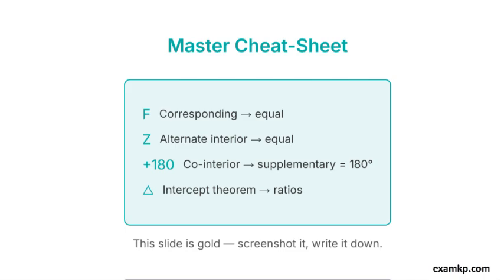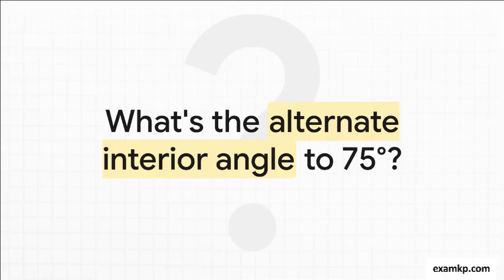This table is gold. So now you've got the tools. Let's do a quick pop quiz right now. If an angle is 75 degrees, what is its alternate interior angle? You know it, don't you? It's 75 degrees. See, you've totally got this. Now go get some practice in.